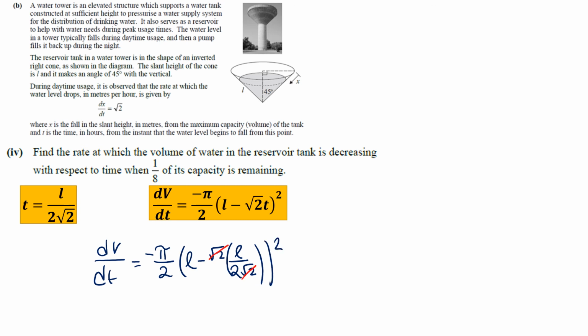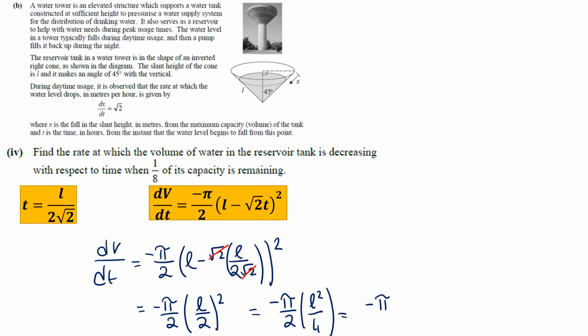Those root 2s cancel, making that L minus L over 2, which is simply 1 take away a half, which will leave me a half, or in this case (L over 2) squared. So that's minus pi over 2 times L squared over 4, which gives me minus pi L squared all over 8. And that is the rate at which the volume in the reservoir tank is decreasing with respect to time when 1/8 of the capacity is remaining.